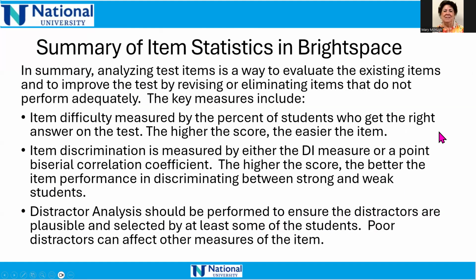So in summary, analyzing test items is a way to evaluate the existing items and to improve the test by revising or eliminating items that do not perform adequately. The key measures include item difficulty, measured by the percent of students who get the correct answer on the test. The higher the score, the easier the item. Item discrimination is measured by either the DI measure or a point biserial correlation coefficient. The higher the score, the better the item performance in discriminating between strong and weak.